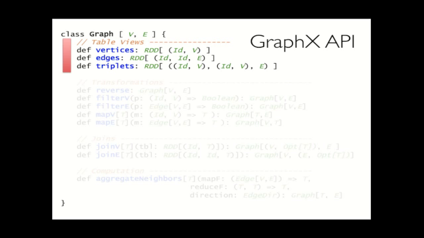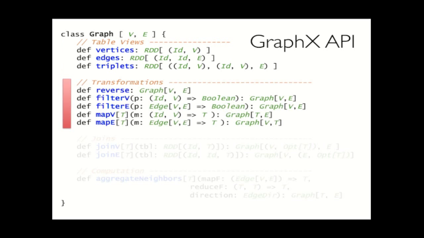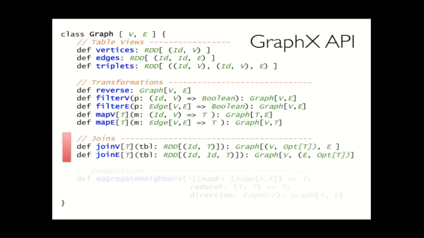In addition to these table views of graphs, we also provide operations to transform the graph. Things like the ability to reverse the edges, a very simple calculation. It takes a graph, produces a new graph with all the edges reversed. But also more sophisticated operations like filtering a graph by removing vertices and edges to construct a subgraph. Or operations like mapping the vertices and edges to new values, allowing us to change the values of the vertices and edges in our graph. We provide the ability to join graphs with tables. So this is a very useful tool to bring in extra metadata about vertices into our graph system.